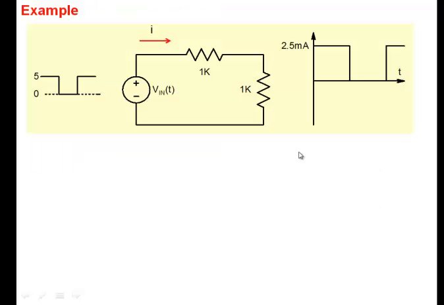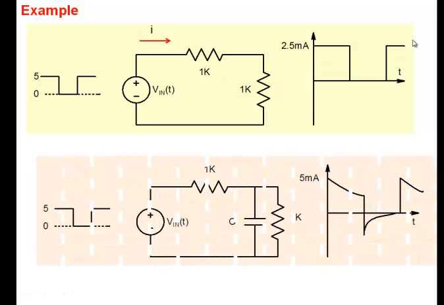So let me illustrate that. This is something that you could do in the lab. Let's say I have a very simple circuit, 1K here, 1K here. You apply a square wave. If you apply a square wave, 5 to 0, well, you'll get current 2.5, 0, 2.5, right? Straightforward. Now put a capacitance here. Now what do you get?